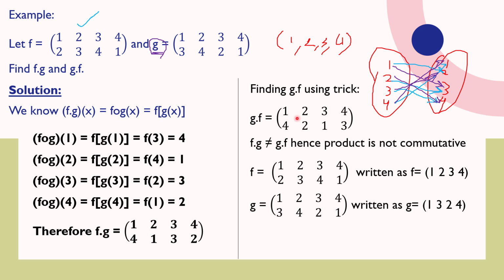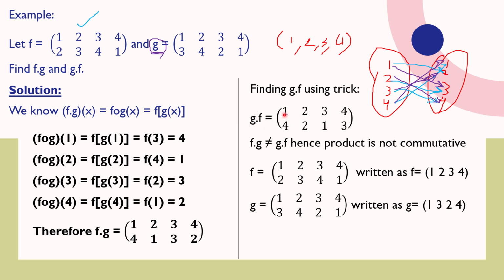Now another trick by which you can find the answer in a few seconds is that you simply write 1 2 3 4 on the top. That's obvious, right? Now I'm telling you the trick. For F dot G, first you will look in G and then you will look in F. In the case of G dot F, first you look in F and then you look in G. Now what are we looking at? Now for 1, when we're talking about G dot F, right?